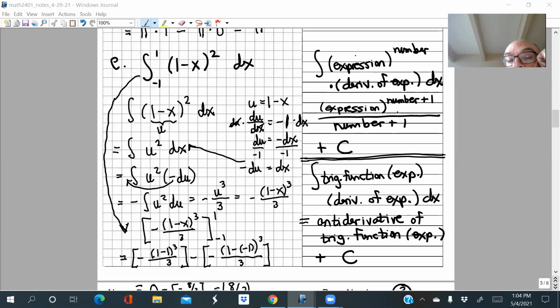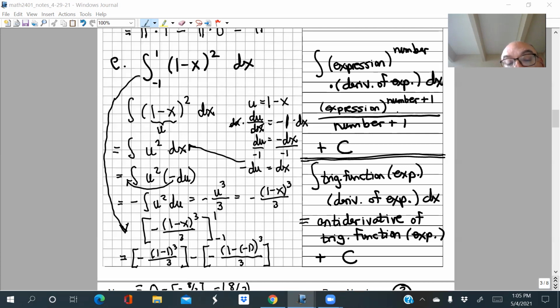But we were in this simpler case. We just had an expression raised to a power. So what I did was, I'm going to let u be that expression that's raised to the power. So I'm going to substitute u for 1 minus x. And the advantage of that is now you don't have an expression raised to a power. You just have u raised to a power. So this looks easier, right? You're simplifying the situation.